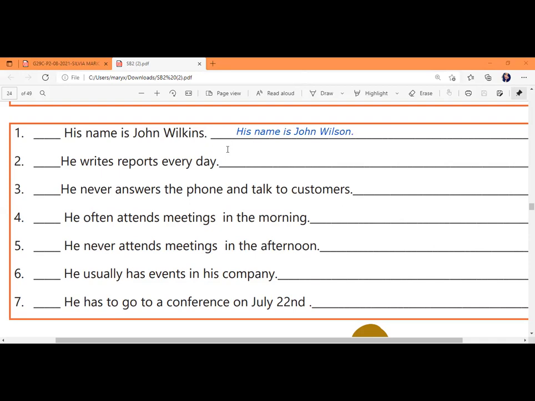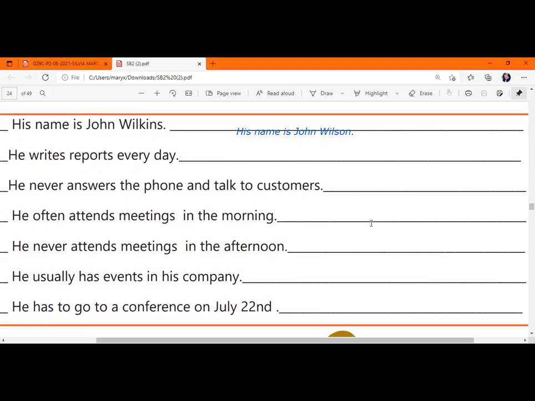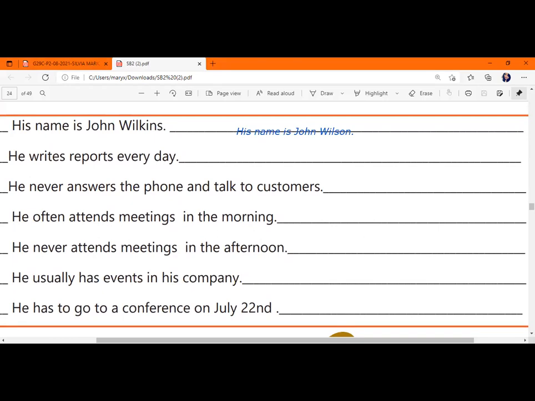He writes reports every day. Is that correct, Anna? No, miss. Okay, what's the answer? I want to watch the book. He always answers the phone and talks to potential employees and attends meetings. No, but number two, he writes reports every day. That's the one. No, he does not write reports. Okay, very well. No, he does not write reports.